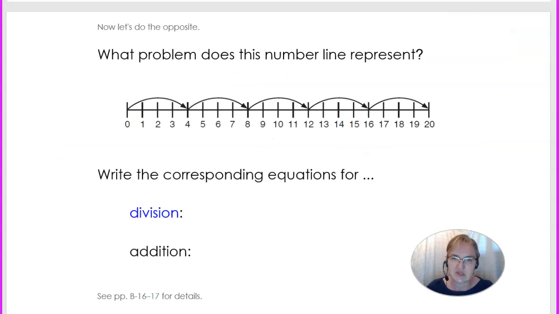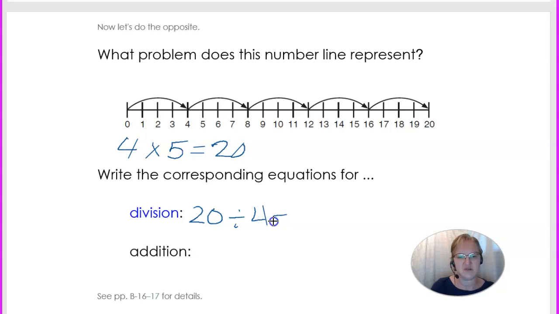And we can do the opposite as well. What problem does this number line represent? Well, we've got jumps or skips of 4. And how far did we go? How many jumps are there? 4 times 1, 2, 3, 4, 5. So 4 times 5, which equals 20. Now we've got it. So for a division question, we could add 20 divided by 4 equals 5. Or we could do it the other way around. 20 divided by 5 equals 4.